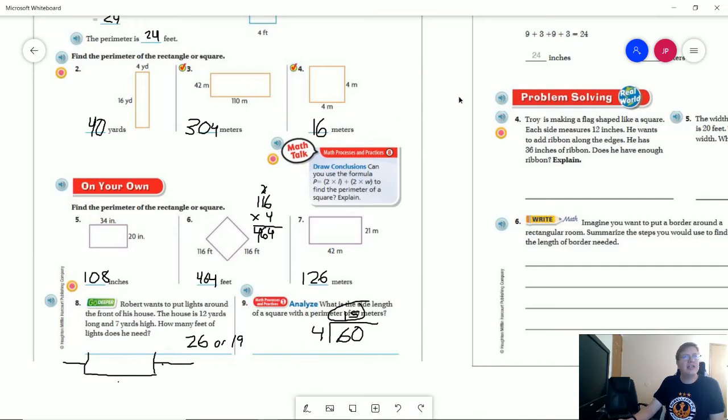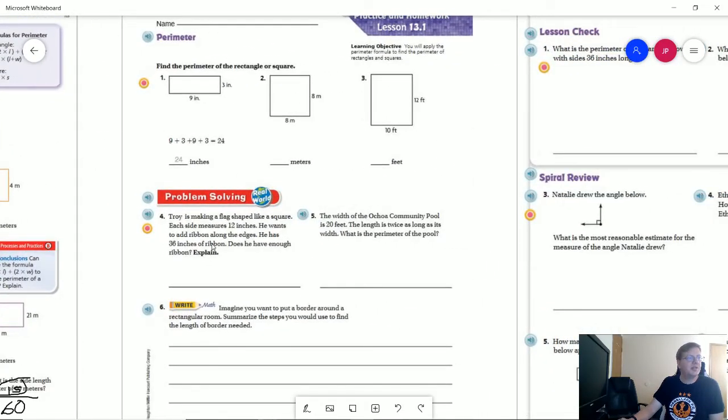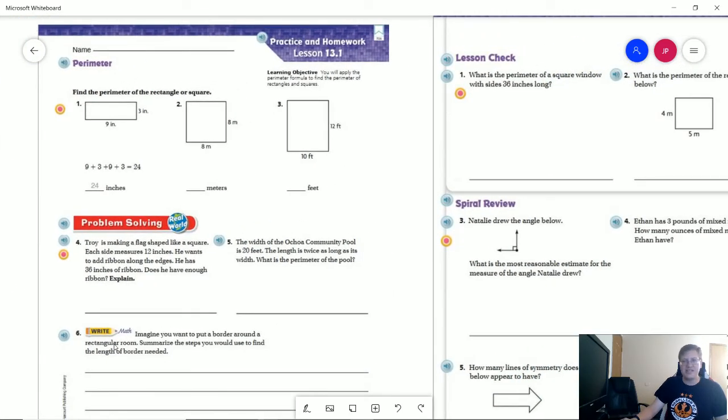So let's go ahead and take a look at our homework problems for today. Again, Risen Christ students, you're going to be doing number 2, number 4, number 6 on the front, number 1 and 2 on the back. So for number 6, what you want to do is go ahead and talk about how you would find the measurements that you need to figure out what the border would be. And so make sure that we are talking about a rectangular room, what that's supposed to mean for our steps.